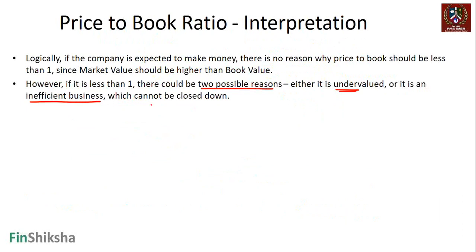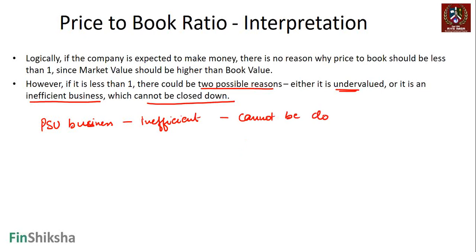But there could be a potential situation in which the business cannot be closed down. Take, for example, a PSU business. If you look at a PSU business, which might be inefficient, right? What is the logical course of action? The government should close it down, but the government will not close it down, so it cannot be closed down. It can also not be acquired. Why will it not be acquired? It is because the government owns 51%, and unless the government chooses to sell its own 51% stake in the PSU business, you will not be able to acquire it.